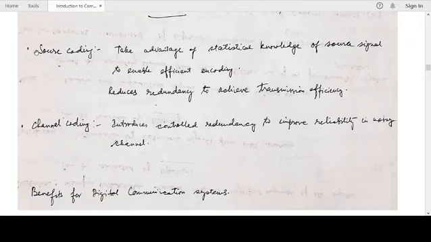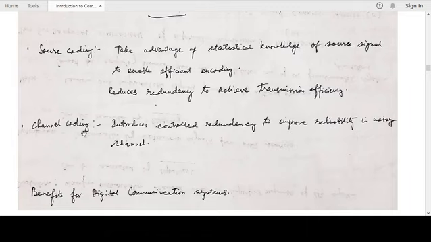So in coding, we have two broader perspectives. One is known as source coding. The second is known as channel coding. What do we do in source coding? Source coding takes advantage of the statistical knowledge of the source signal to enable efficient encoding. So if there is a larger occurrence of certain symbols, you assign a lesser number of bits to them. For a symbol which is rare, you assign more bits. So effectively, you reduce the overall bit rate. It reduces redundancy to achieve transmission efficiency.